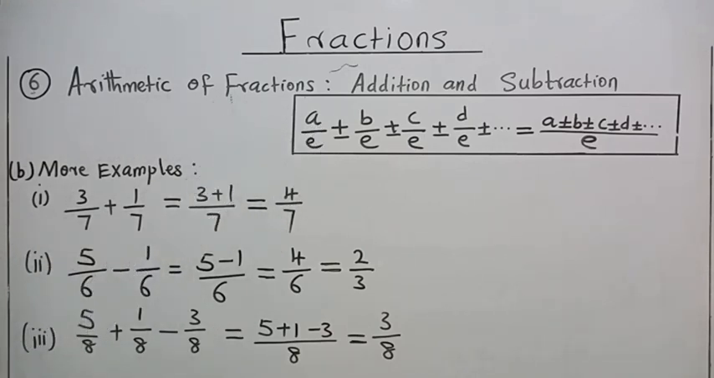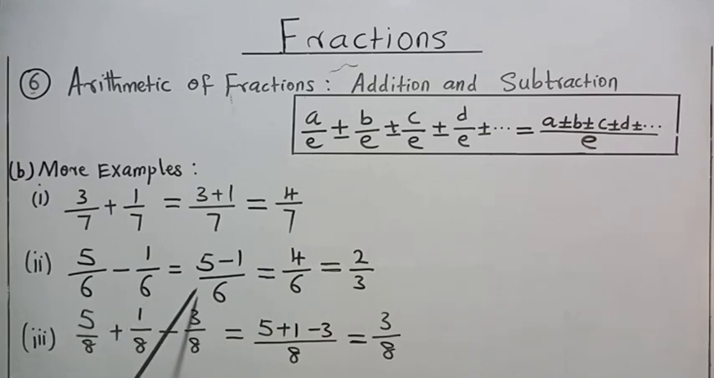Let us do it. How? Are we going to add 5 to 1 or subtract 1 from 5? It is the sign between them that tells us. Don't forget that this sign says it is either plus or minus, depending on which one exists between them. Here, what exists between 5 over 6 and 1 over 6 is minus. That is why we're going to subtract. That is why this minus is here. So 5 minus 1 is 4.